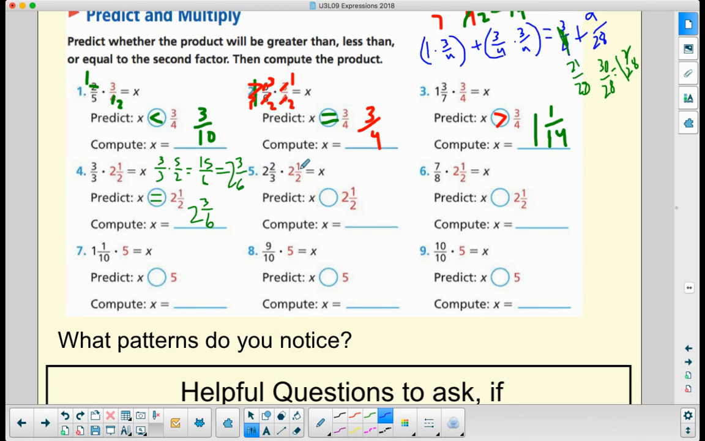2 2/3 multiplied by 2 1/2. Is x going to be greater than, less than, or equal to 2 1/2? Well, I'm taking more than one group of 2 1/2, so it is going to be greater than 2 1/2. Let's try fraction form again. 2 wholes is 6/3 plus 2/3 is 8/3. Multiplied by 2 wholes is 4 halves plus 1 half is 5 halves.